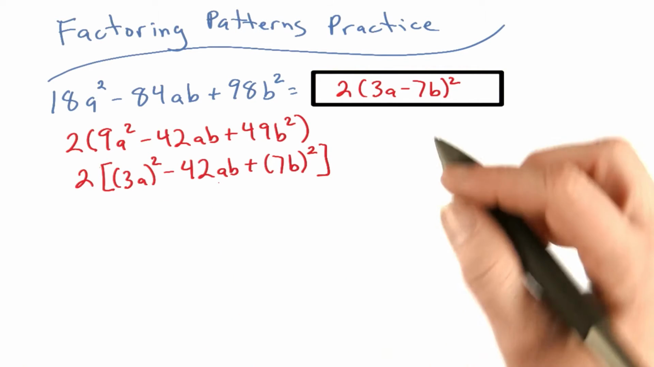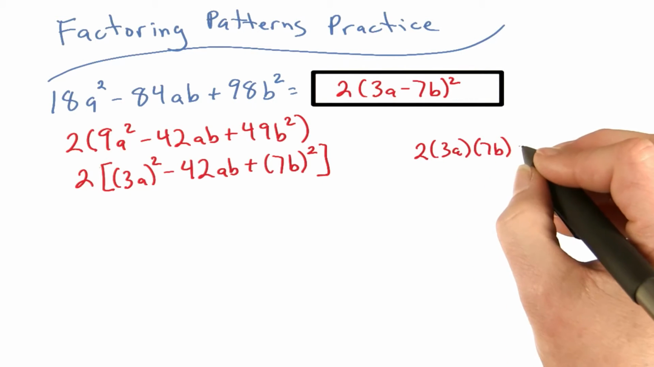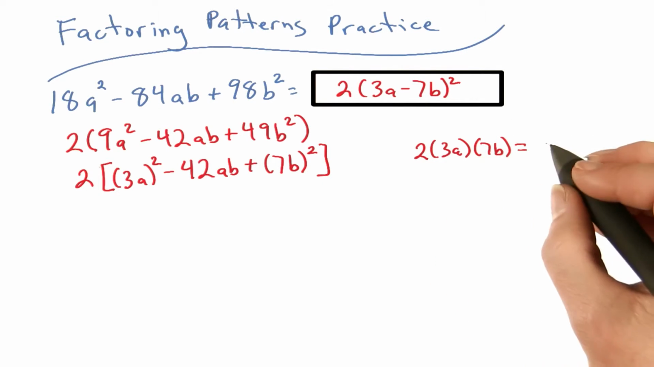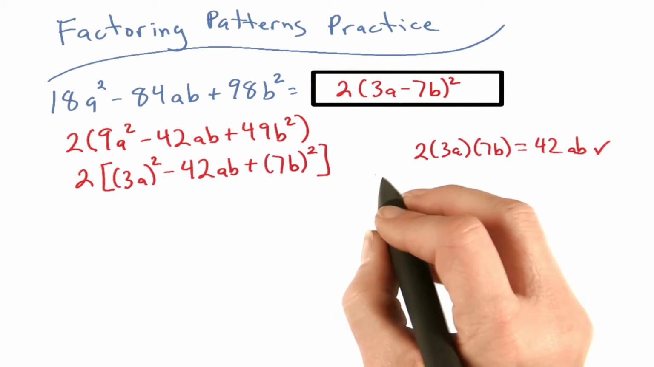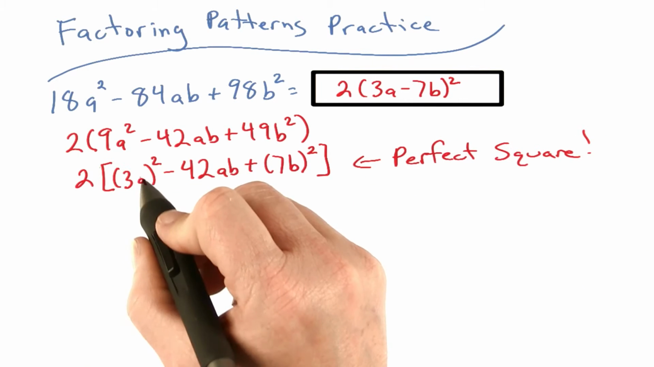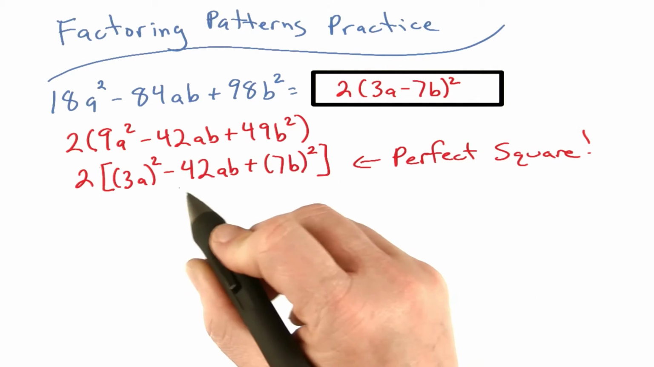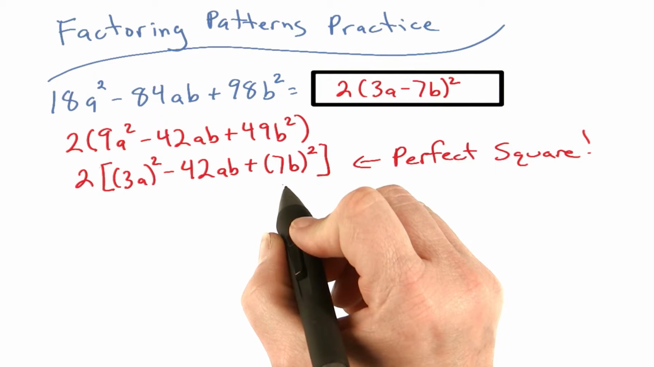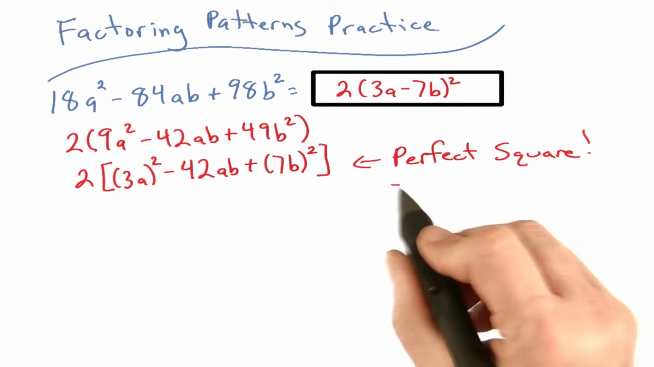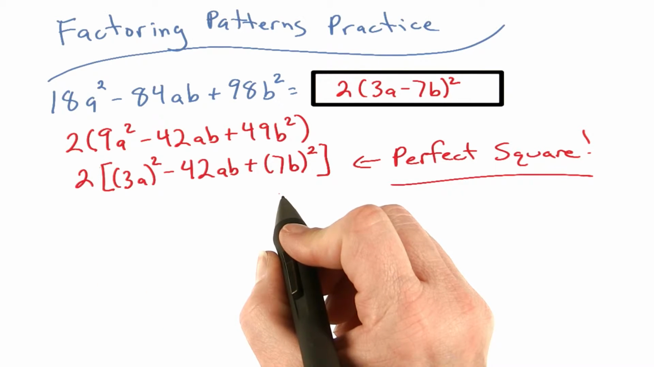Let's check. 2 times 3a times 7b is equal to 21 times 2, which is 42ab. So we know that this is a perfect square. Since the first term is 3a squared, and the last term is 7b squared, and the middle term is 2 times the square root of the first term times the square root of the last term, I know it's a perfect square. Now, knowing that it's a perfect square, I have to remember the formula.